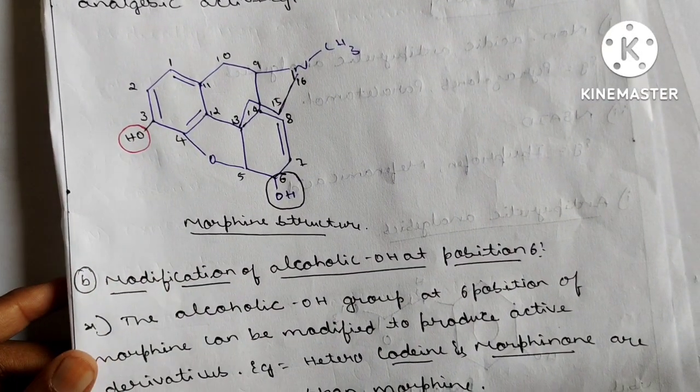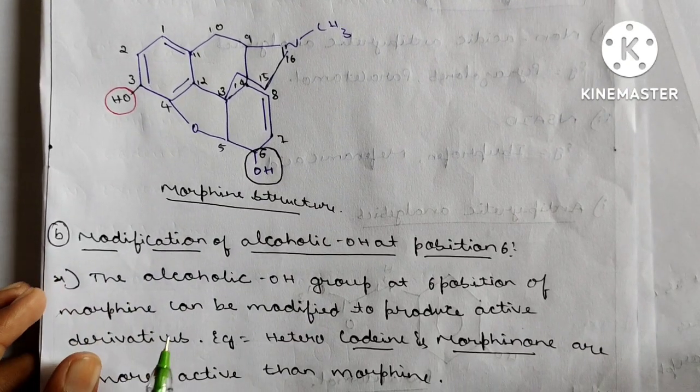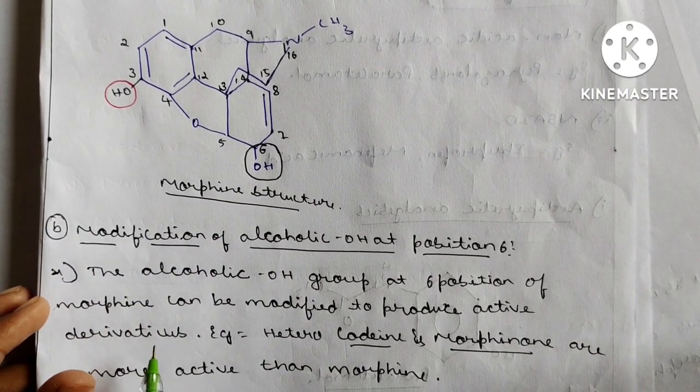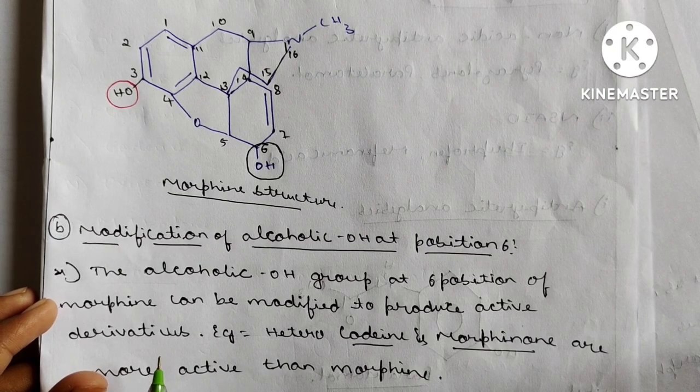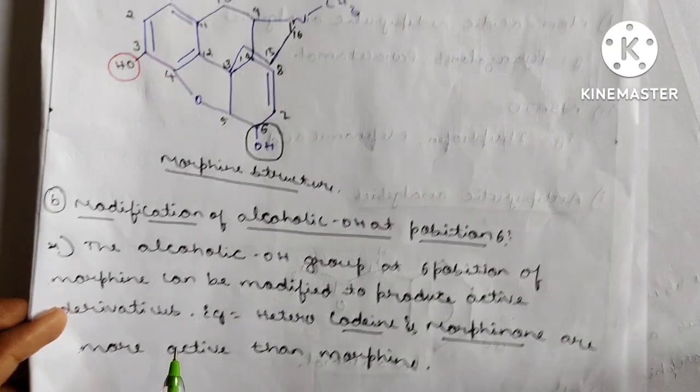See, modification of the alcoholic OH at position 6. This is the position 6. The alcoholic OH group at position 6 of the morphine can be modified to produce active derivatives like hydrocodone and morphinone, more active than the morphine.